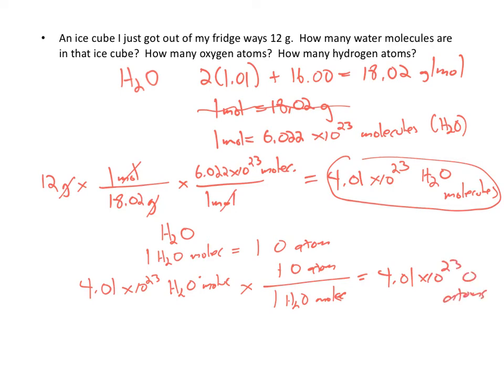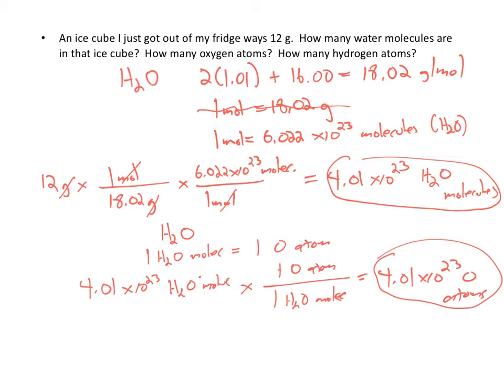Now, if we're doing this on a quiz or a test, you would not have to show this work. If you recognized that for every one water molecule I have one oxygen atom, and so you just told me I had 4.01 times 10 to the 23rd oxygen atoms, that's fine. But I wanted to show it this way just because sometimes it's not this easy, and it's helpful to be able to set up this conversion.